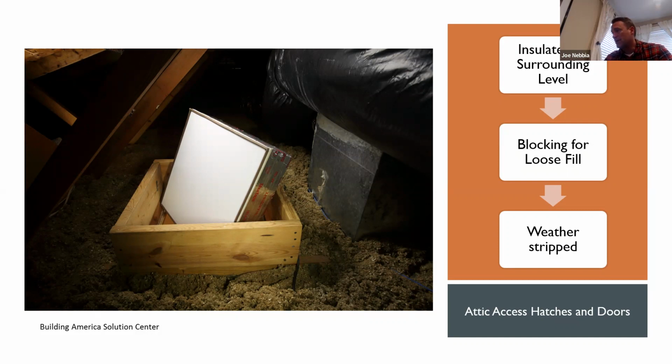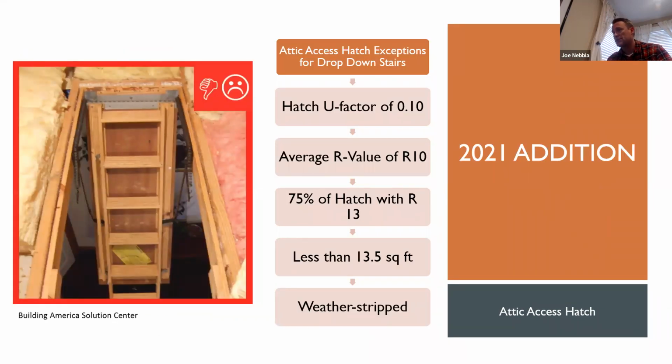There is some flexibility that's added in 2021 if you have drop-down stairs. This was always kind of a question you'd get: okay, I've got to insulate the attic hatch, but what about the drop-down stairs? How am I going to get R49 on that? So the 2021 IECC does have a new solution for drop-down stairs, and that is that the hatch U factor has to be a 0.10, which is roughly equivalent, if you're assuming no framing, to that R10, and they want you to have an average value of an R10 insulation.